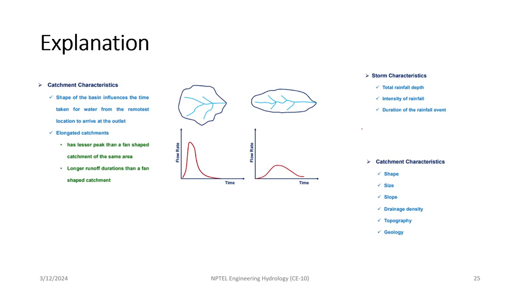Okay, so here one additional thing was there, storm characteristic. Here it is mentioned that total rainfall depth is one of the parameters, then intensity of the rainfall, then duration of the rainfall. Whether intensity is high or duration is low, or duration is high, depending on these situations, the peak as well as the duration of this hydrograph may be affected.